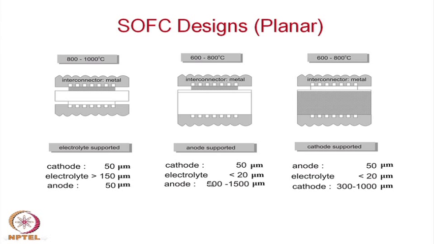Electrolyte is less than 20 micron here, whereas anode is much larger, almost 0.5 to 1.5 millimeter in thickness. Here cathode is about 300 micron to 1 millimeter, and electrolyte is still less than 20 micron, and the top anode layer is all the time 50 micron. So, whether it is anode or cathode, this is the sandwich structure of one single cell.